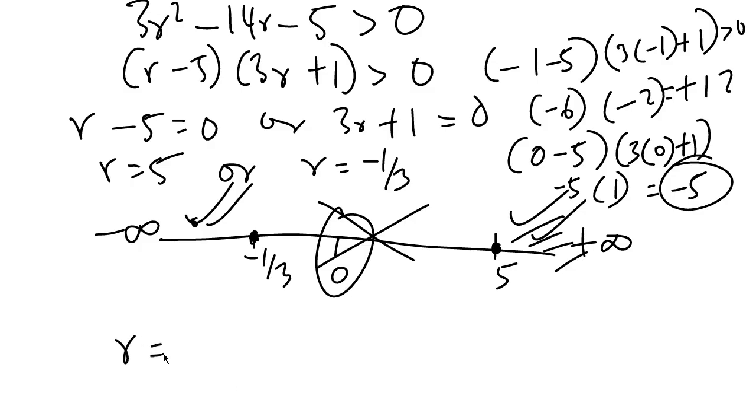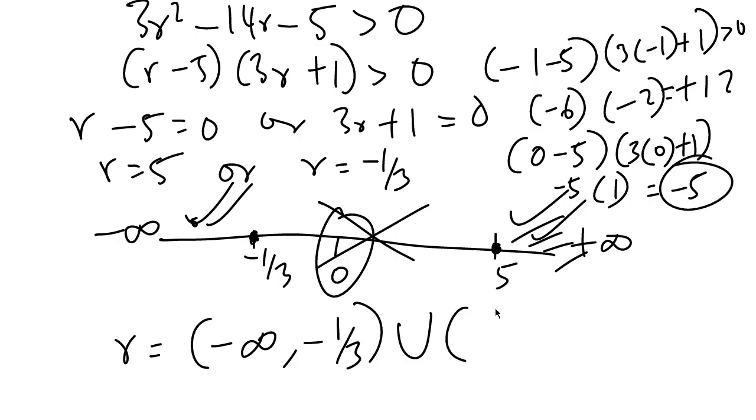So what will be your final answer? The set of values for which r has imaginary roots is, see how I'm writing it, from negative infinity to negative 1 over 3. I'm closing the bracket because negative 1 over 3 is not included. Union 5 to infinity, because 5 is not included.